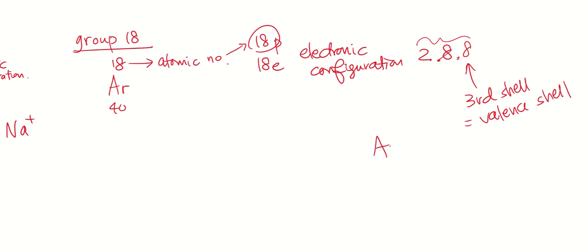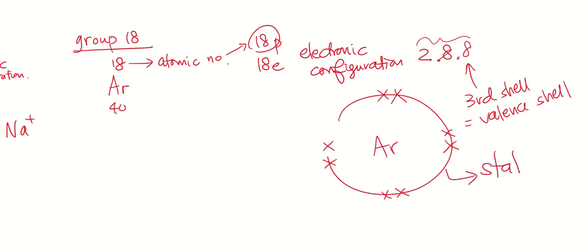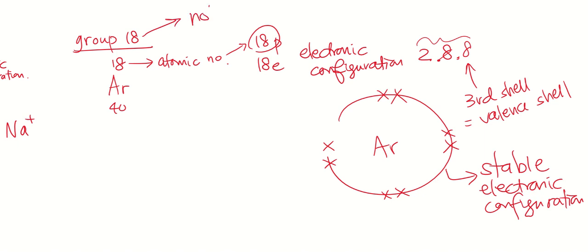So if I draw my argon, I draw the last shell. I get 1, 2, 3, 4, 5, 6, 7, 8. So this is a stable electronic configuration. The last shell contains 8 electrons. It is stable. So that's why argon, group 18, is called the noble gas. They don't react.